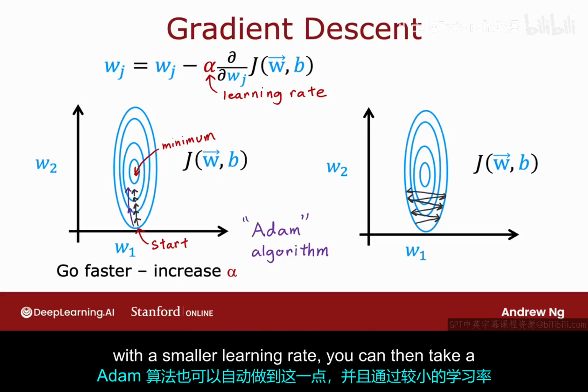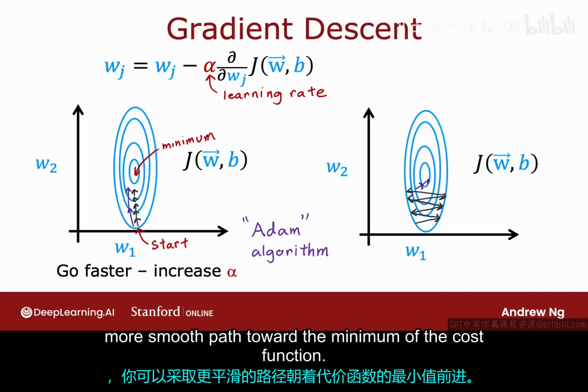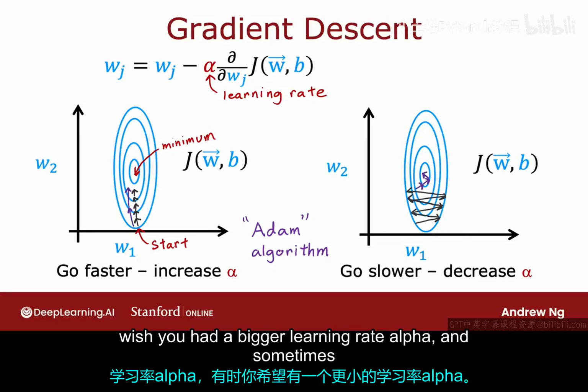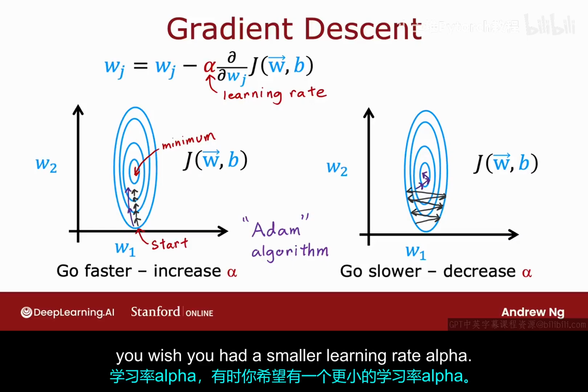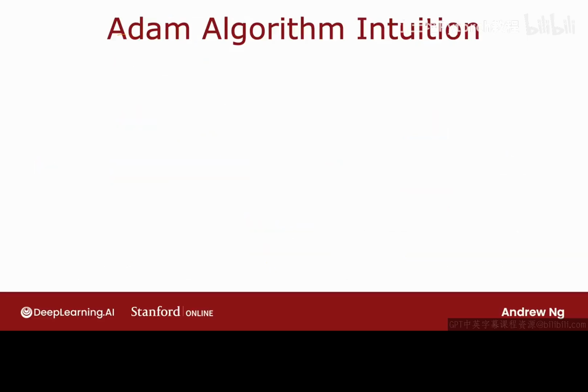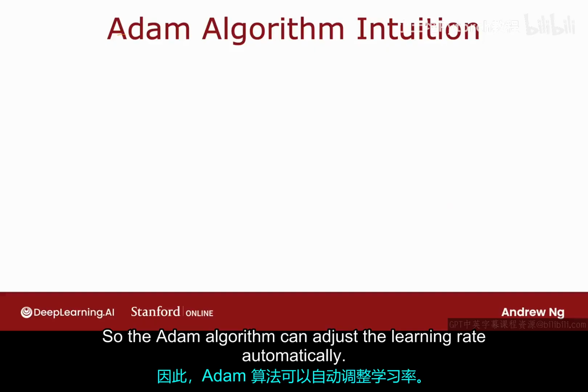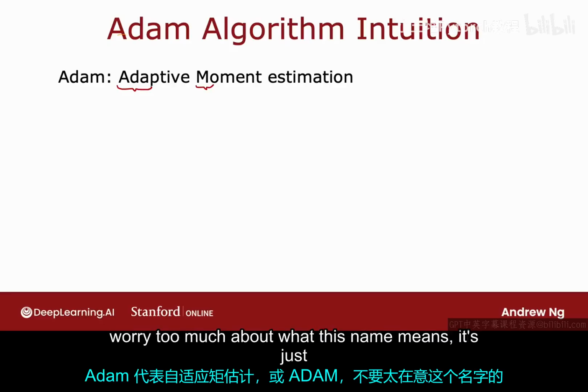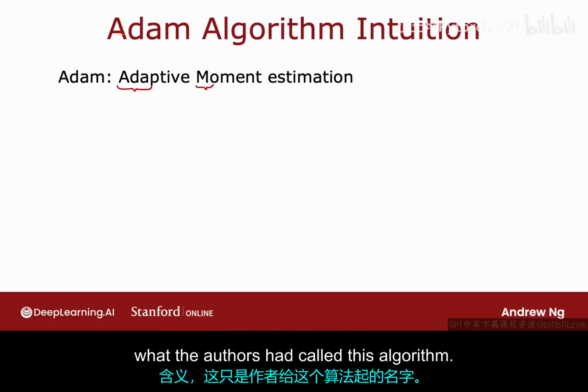And with a smaller learning rate, you can then take a more smooth path toward the minimum of the cost function. So depending on how gradient descent is proceeding, sometimes you wish you had a bigger learning rate alpha, and sometimes you wish you had a smaller learning rate alpha. So the Adam algorithm can adjust the learning rate automatically. Adam stands for Adaptive Moment Estimation, or ADAM. And don't worry too much about what this name means. It's just what the authors had called this algorithm.